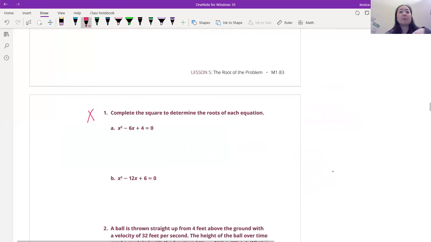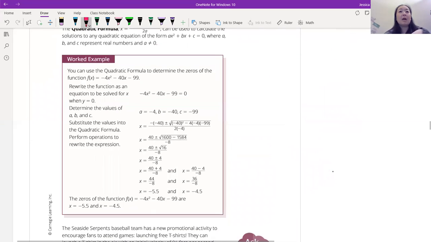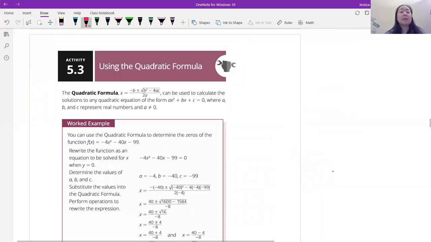Okay, we're not doing completing the square this time around. We are going to go over the quadratic formula. And here again, the quadratic formula as a reminder, right here. Although all of you guys should have written it down somewhere.